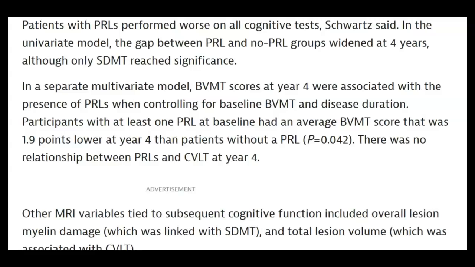Participants with at least one PRL at baseline had an average BVMT score that was 1.9 points lower at year 4 than patients without a PRL. There was no relationship between PRLs and CVLT at year 4.